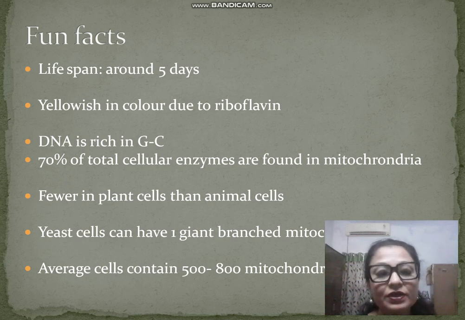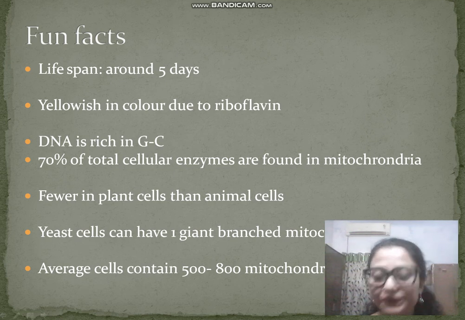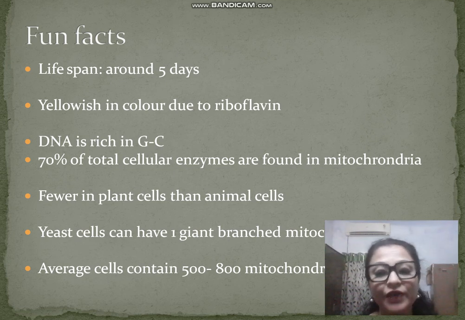Its DNA is rich in GC. So we know that DNA has four bases, A, T, G, C. So it is GC rich, guanine and cytosine. 70% of total cellular enzymes are found in mitochondria. Why so? You should give it a thought. Why are so many enzymes concentrated in the mitochondria? This means it carries on a lot of metabolic reactions, right?